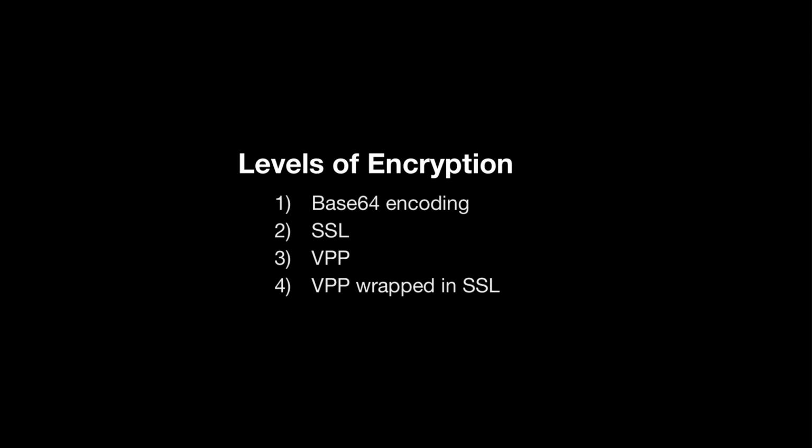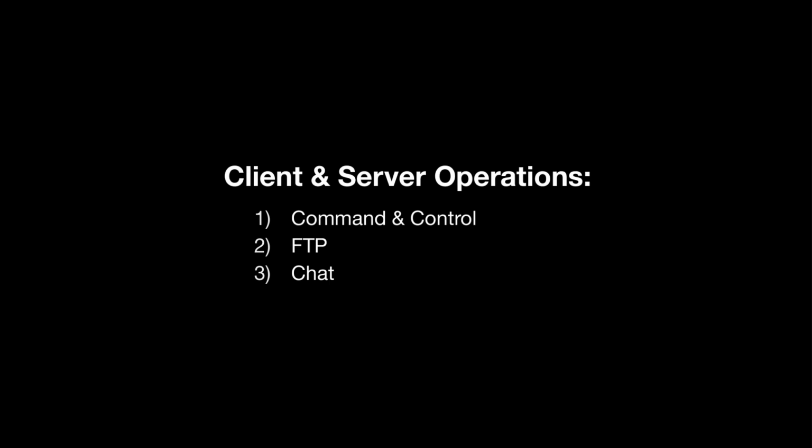VP has 4 levels of encryption: base64 encoding by default, base64 encoding wrapped in TLS version 1.3, VPP, discussed shortly, and VPP wrapped in TLS version 1.3. Client and server operations feature stable reverse shells, file transfers, and chat rooms. There's 24 host variations relative to the different levels of encryption.